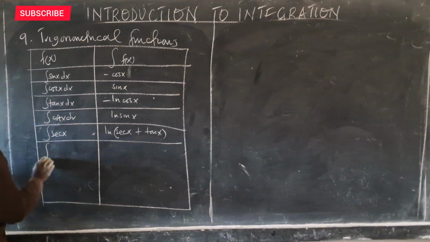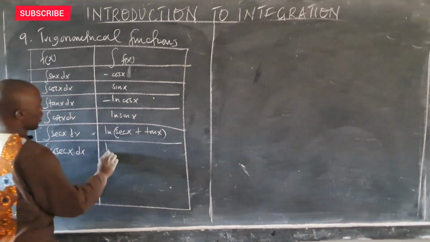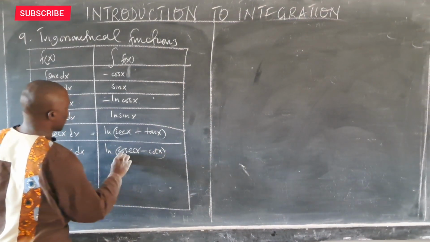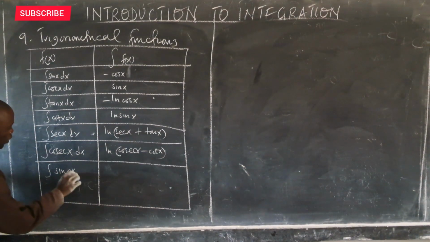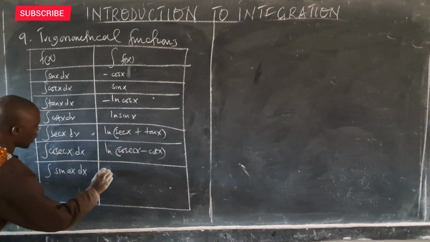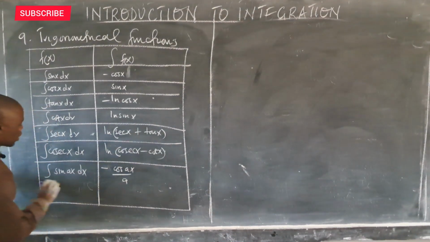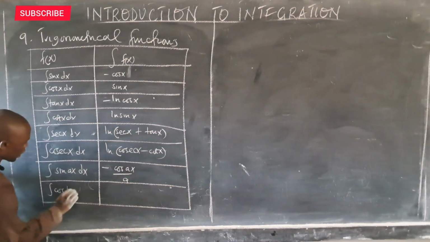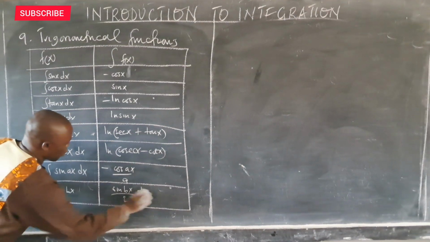If we integrate cosec x dx, we shall get ln cosec x minus cot x. Of course, you can get other expressions for that. If we integrate sin ax dx, it becomes negative cos ax out of a. If you integrate maybe cos bx, you get sin bx out of b plus c.